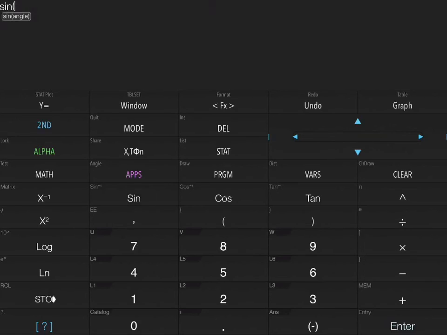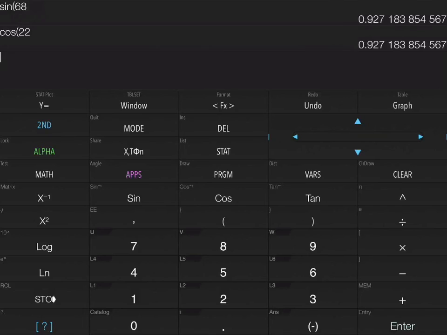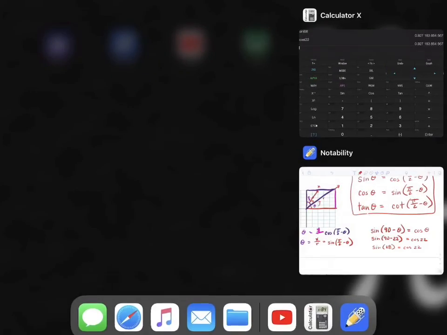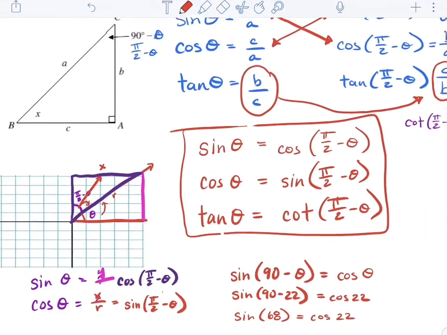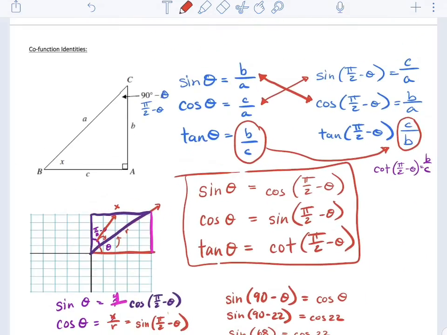So sine 68, I get 0.927. And if I put in cos 22, I get the exact same answer. So that's using that cofunction identity. So I can get the same value between sine and cos based on these three in red here. We can go between them. That's why it's cofunction, because co means two. So we're going between two different functions.